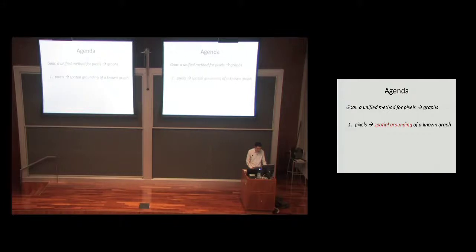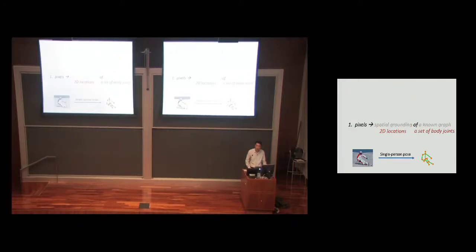So one example of this is single-person pose estimation. So here, by spatial grounding, I mean assign a 2D location. And the known graph is the human skeleton, for which we have a predefined set of body joints. So in the input image, we assume that there is a single person in the center and scaled, and the output is 2D locations for each of the body joints.